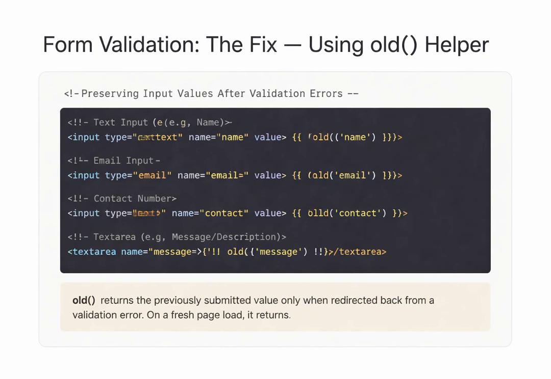The fix for this is Laravel's built-in old helper function. For every input field in the form, you set the value attribute to old with the field name passed in. So for the name field, you write value equals old name. For email, old email. For contact, old contact.